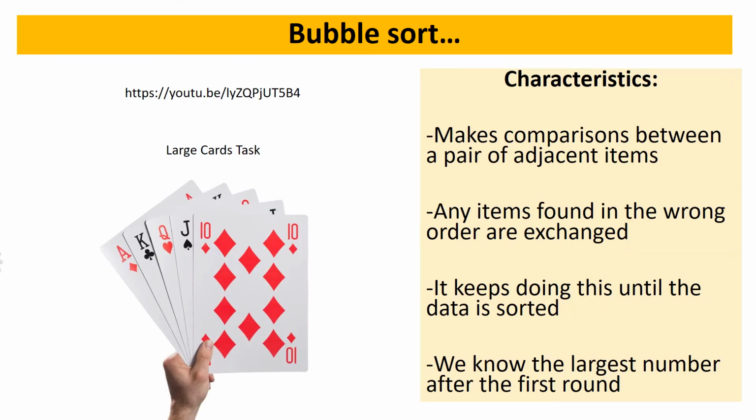First of all, let's have a reminder about what a bubble sort is. Please watch this video. The characteristics are it makes comparisons between pairs of adjacent items. Any items that are found in the wrong order are exchanged. It keeps doing this until the data is sorted, making passes through the data.